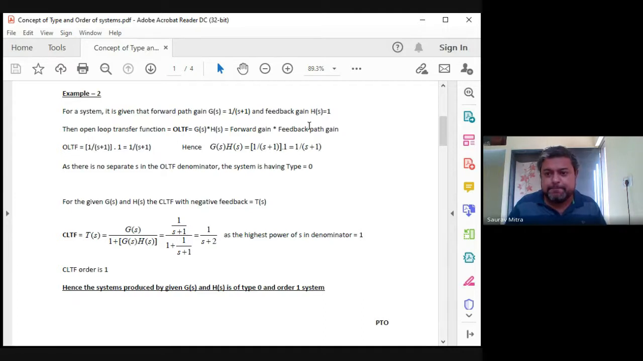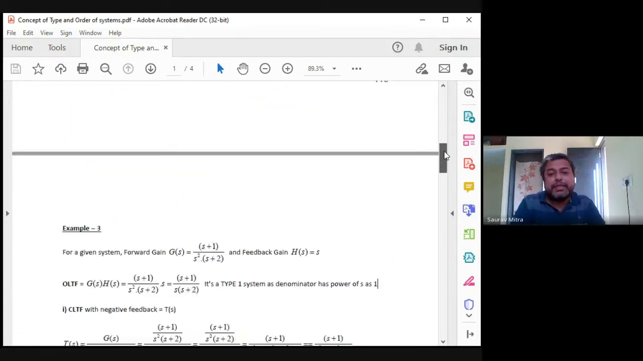अभी समझ में आ रहा है? Yes, sir. There is coming a concept of relative stability. Both the systems are stable as per control system concept, because poles are there in the left hand side of S plane. But which system is more stable? This system, which is having GS equal to 1 by S plus 1, this system is more stable, because for this system, closed loop transfer function is having pole deep into S axis.